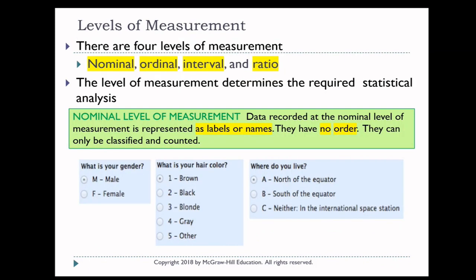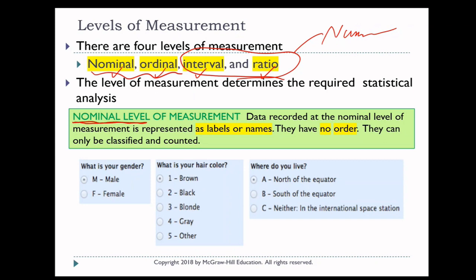Now, for variables, there are four different levels of measurement. We call them levels of measurement. My variable, any variable, must be nominal, ordinal, interval, or ratio. Interval and ratio are for numerical variables; nominal and ordinal work for qualitative variables. Okay, let's talk about the first one, nominal.